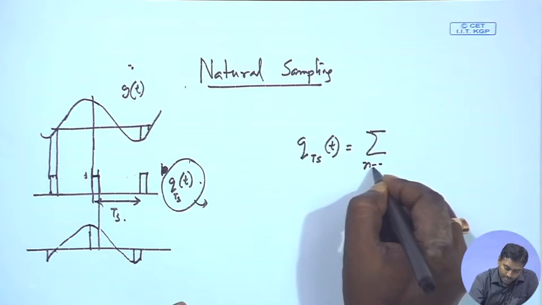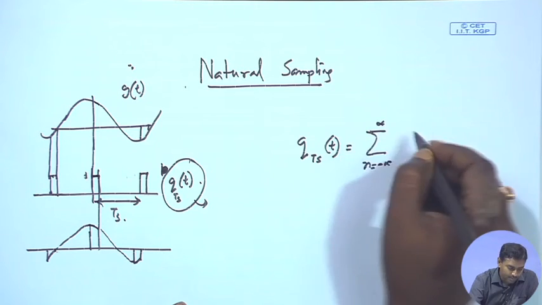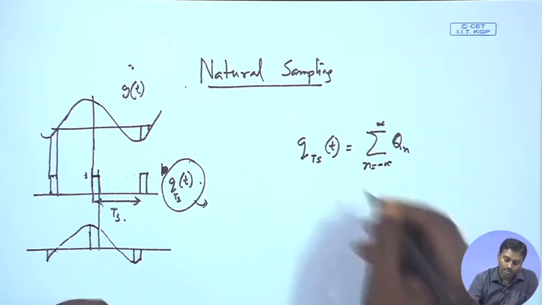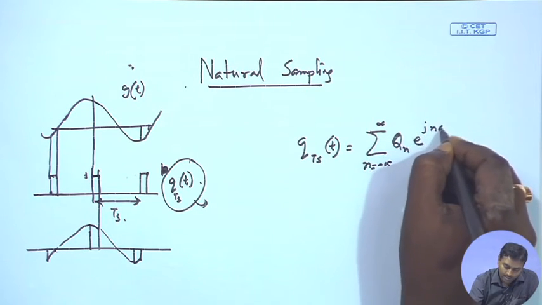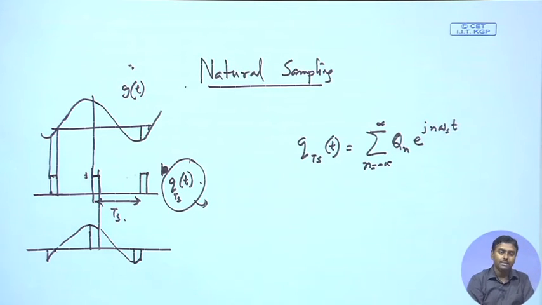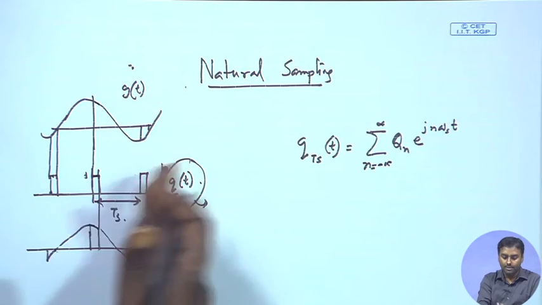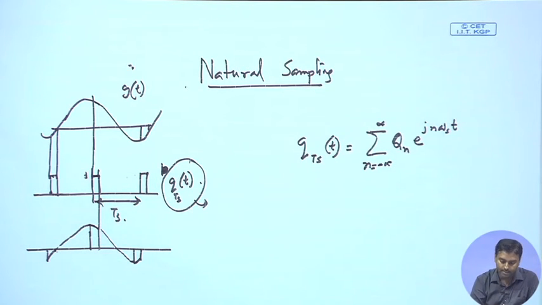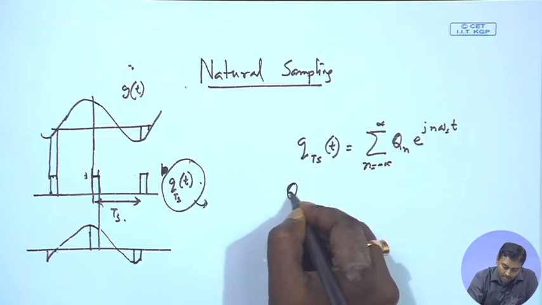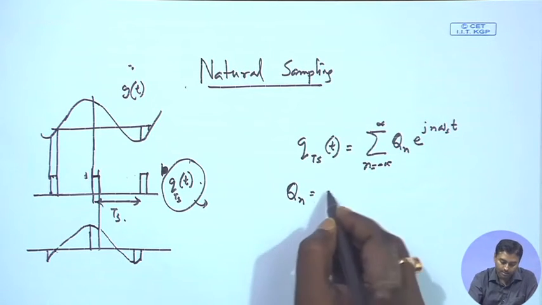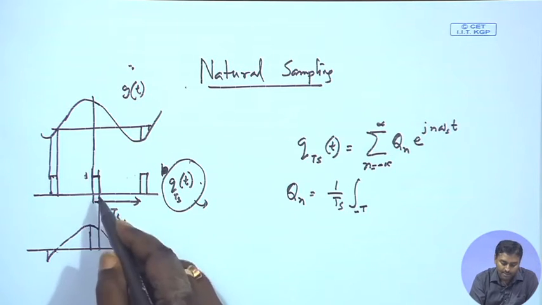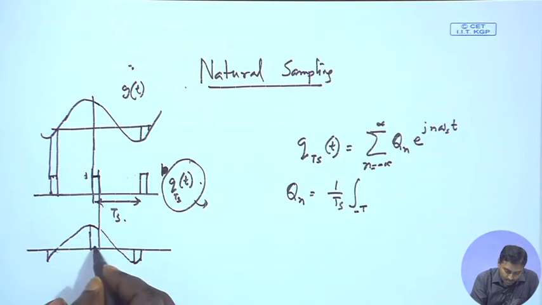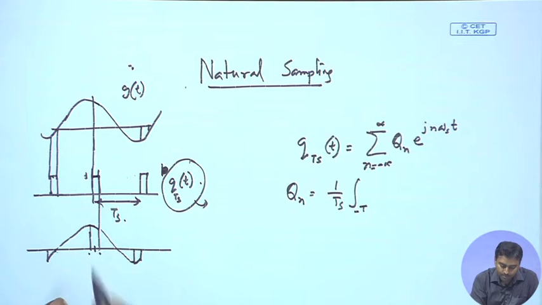So, the sum for n from minus infinity to plus infinity of some q_n, or you can write it as d_n the way we were writing, e to the power j n omega_s t, where omega_s is equal to 2 pi f_s, where f_s is 1 by T_s, because that is the fundamental frequency. So, we will get this, where q_n is calculated as 1 by T_s times the integral over the pulse. So, if this is the pulse from minus T_p by 2 to plus T_p by 2.